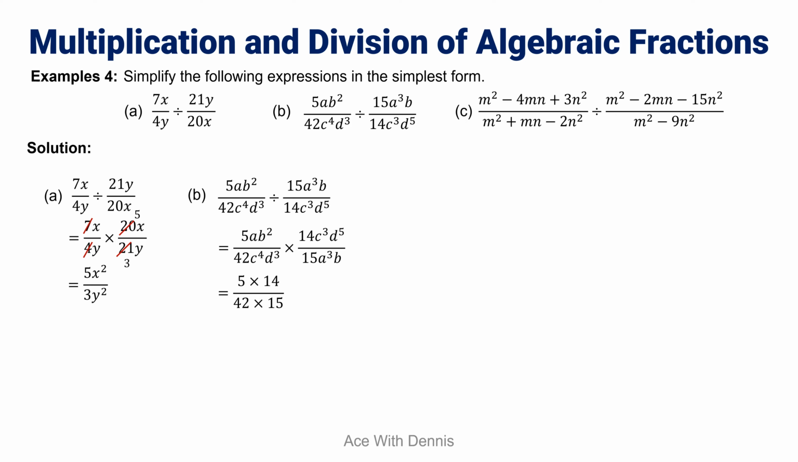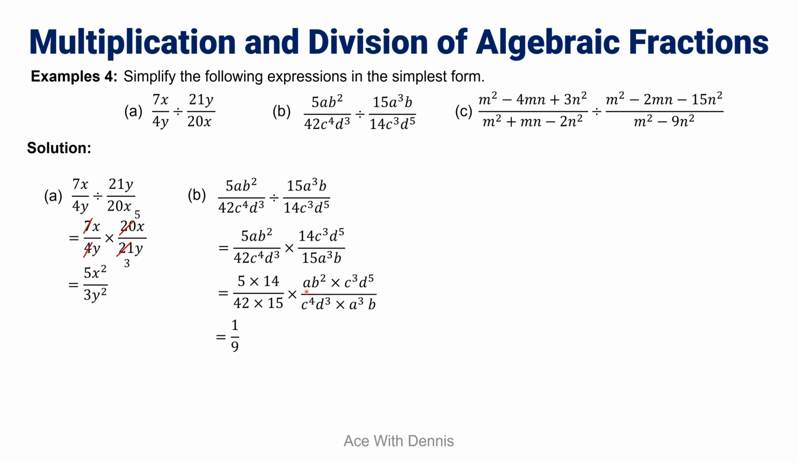So we group the numbers together first. 5 times 14 over 42 times 15, then multiply by the unknowns, which we put together. So it will be ab squared times c cubed d to the power 5 over c to the power 4 d cubed times a cubed b. These two come from the first fraction, and these two come from the second fraction. Then we simplify the numbers, and we get 1 over 9.